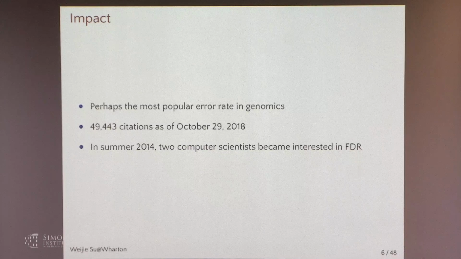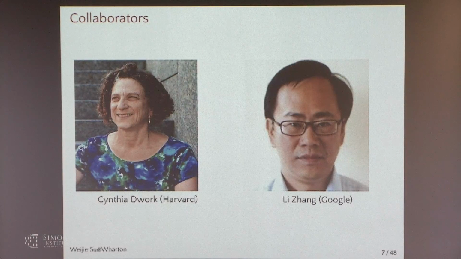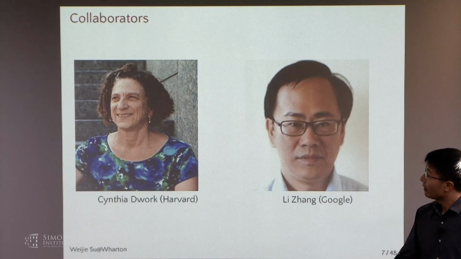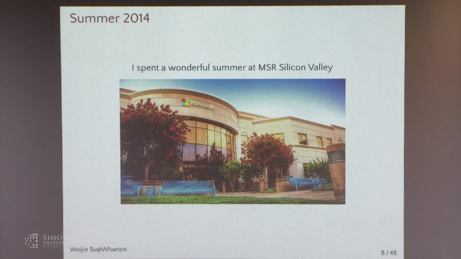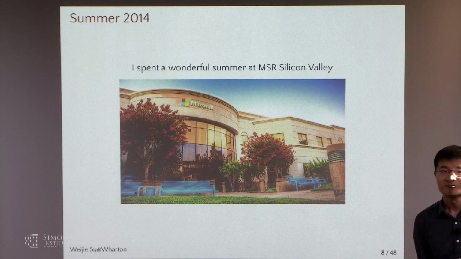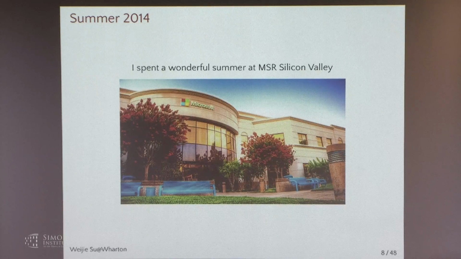In summer 2014, two computer scientists became interested in FDR. They are Sincere and Lee. Now Sincere is at Harvard, and Lee is at Google. About 4 years ago, they were research scientists at Microsoft Research, Silicon Valley, and I spent a wonderful summer there working with them. Unfortunately, their lab was closed right after I finished my internship. It's a sad story anyway.